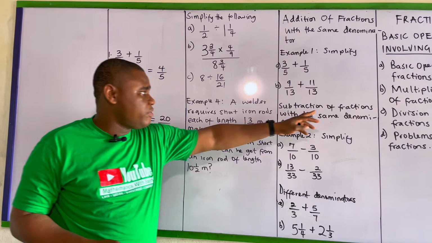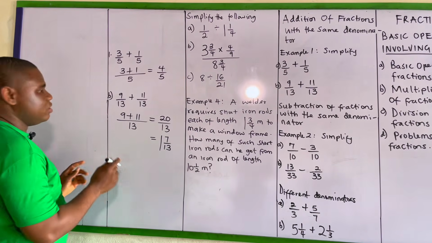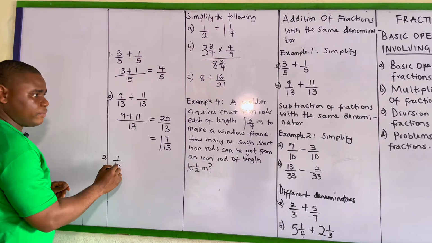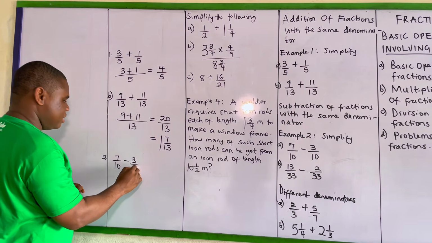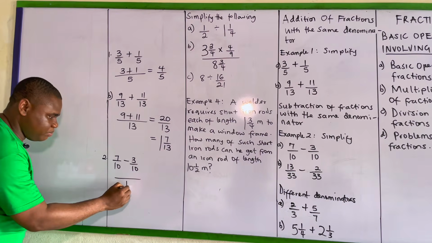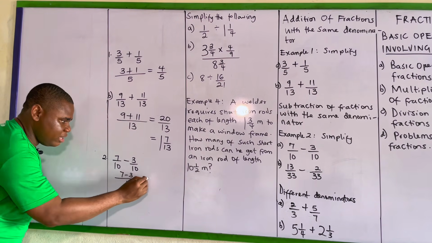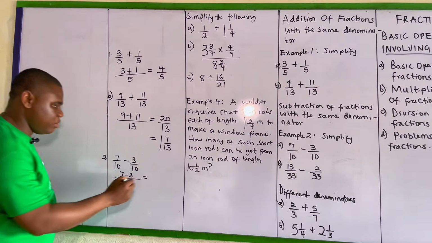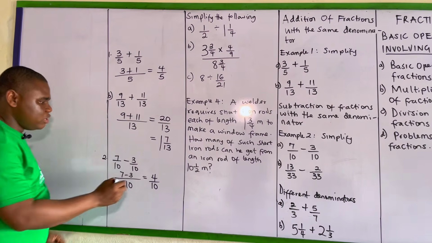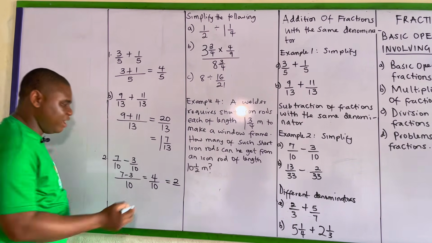Now for subtraction of fractions with the same denominator, we are going to use the same method. So for example 2, we have 7 over 10 minus 3 over 10. Since they have the same denominator, all I need to do is 7 minus 3. It's as simple as that. 7 minus 3 gives me what? 4. 4 over 10. So I can reduce it to its lowest term. 2 goes into 4, that's 2 times. 2 goes into 10, that's 5 times.